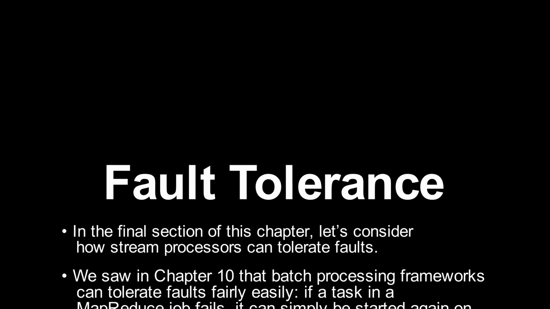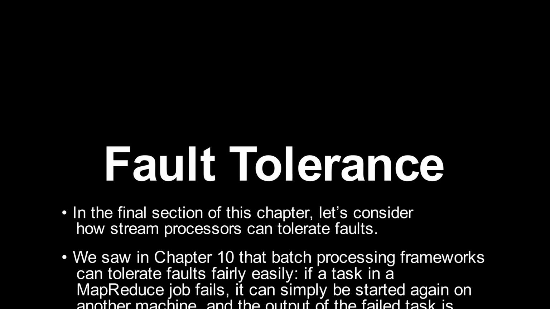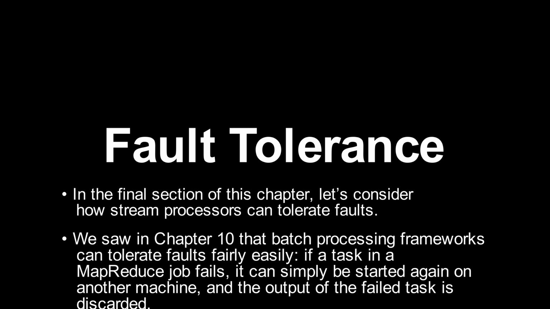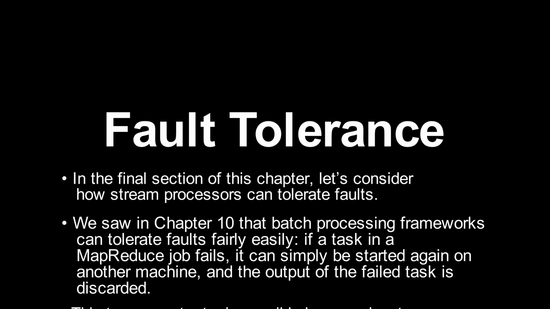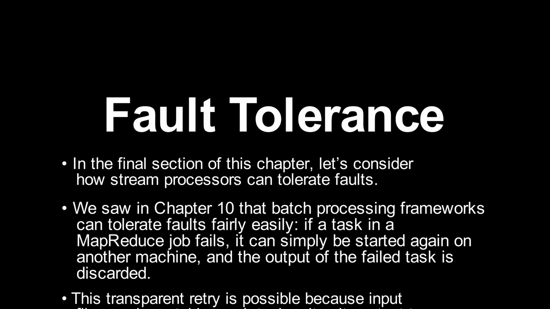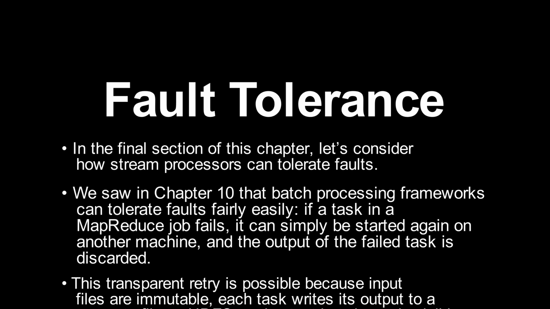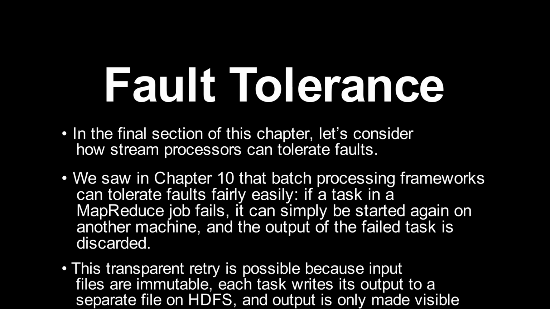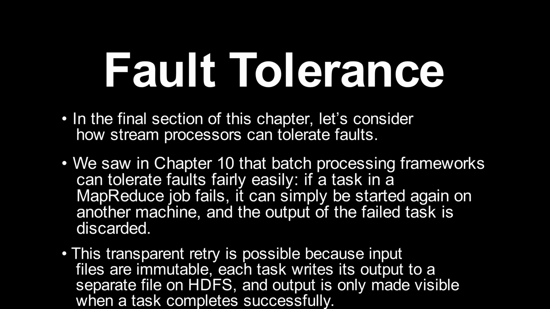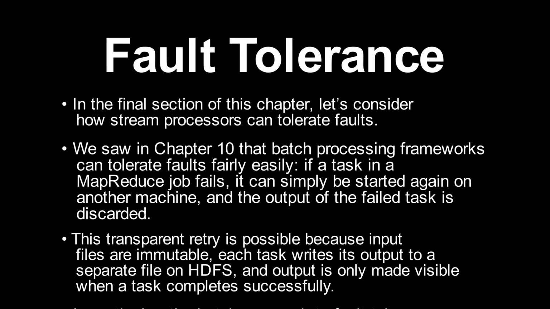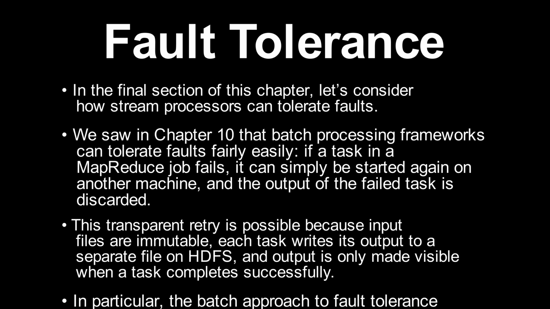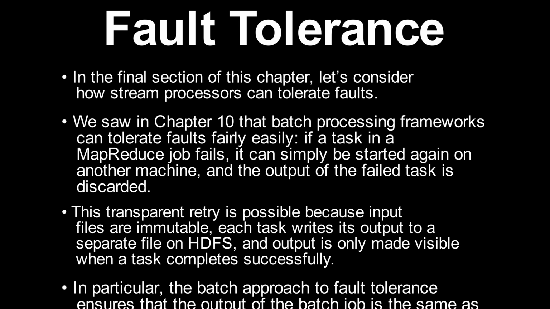Fault tolerance. In the final section of this chapter, let's consider how stream processors can tolerate faults. We saw in Chapter 10 that batch processing frameworks can tolerate faults fairly easily. If a task in a MapReduce job fails, it can simply be started again on another machine, and the output of the failed task is discarded. This transparent retry is possible because input files are immutable.